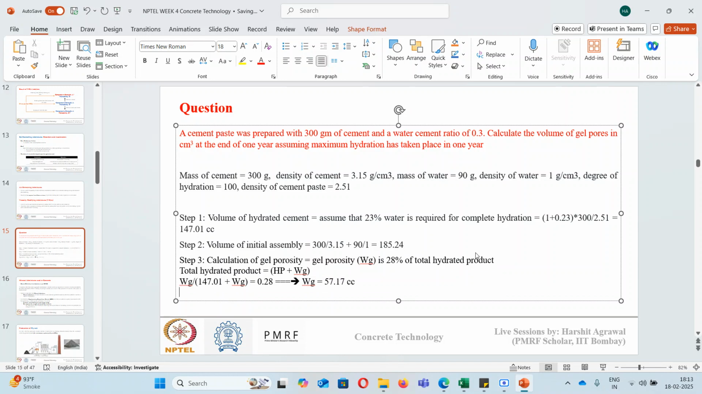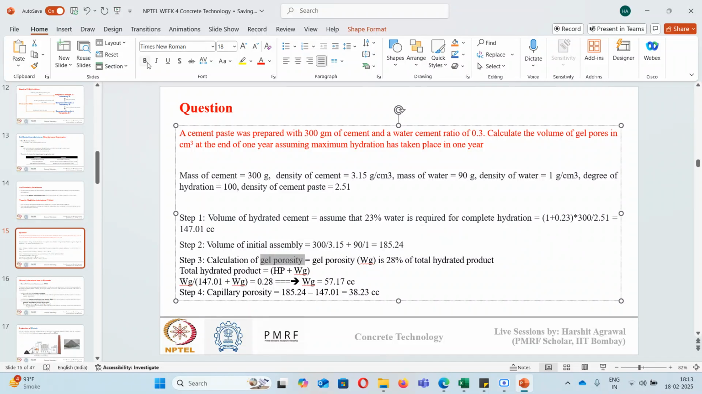You can also go one step ahead if you want to calculate the capillary porosity volume. So capillary porosity volume will be nothing but initial volume of my system, which is 185.24, minus final hydrated volume of my system, which is 147.01. So that will come out to be 38.23. Okay, so this is how we solve the question.